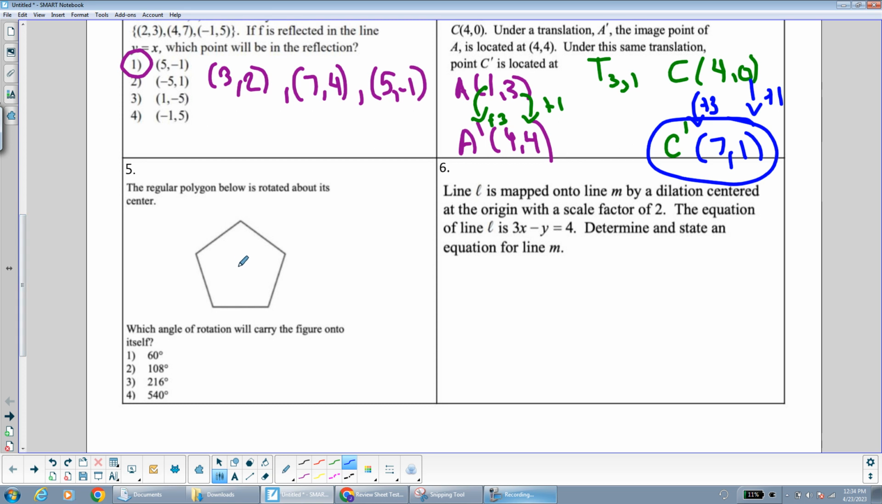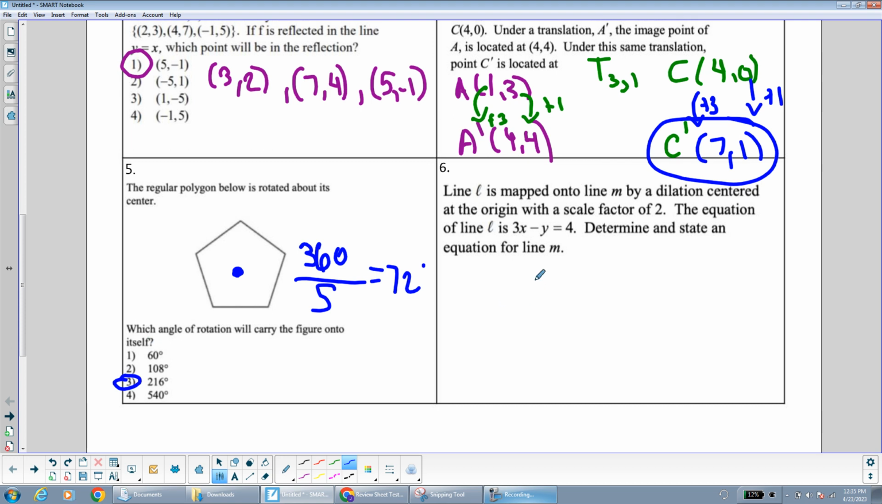Okay, so we're rotating this pentagon around its center. So we have rotational symmetry. So let's do 360. That's a full rotation over the number of sides. 360 divided by 5 is 72 degrees. That's not a choice here, so we're looking for a multiple of 72. Let me try 108 divided by 72. No, not a whole number. 216 divided by 72. Yes, that one worked. So the answer here is 216. That is a multiple of 72.